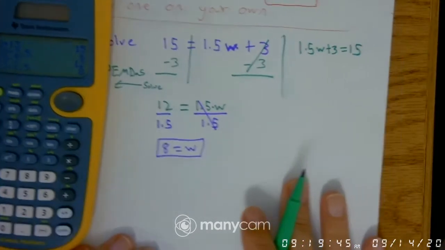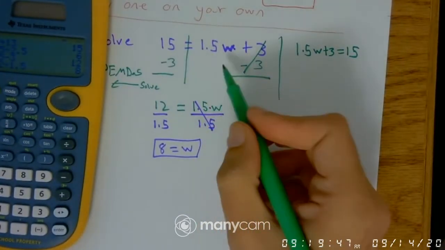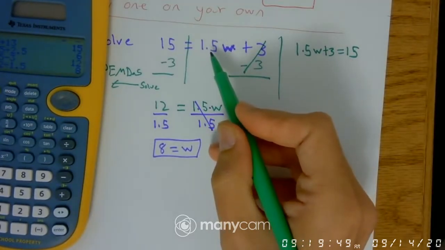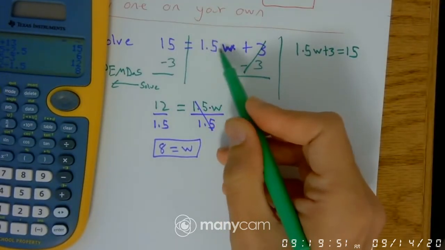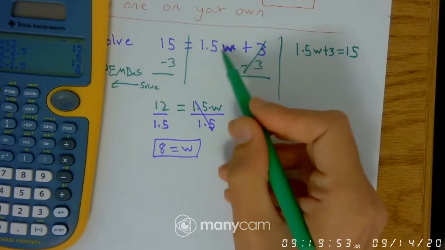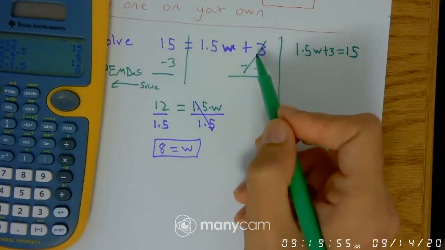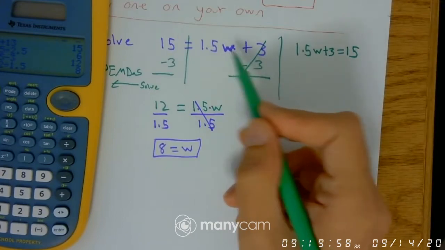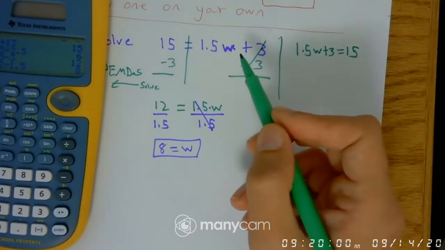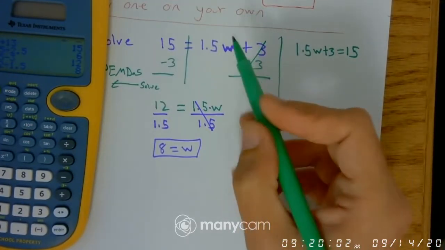Okay, cool. So one thing I want to point out, and thank you for asking, that's a really good question. Do you see how it's 1.5 times W? So 1.5 W is different than 3. So we can't add them together. They're two different things. Just like we can't, remember how last time we worked on combining like terms?